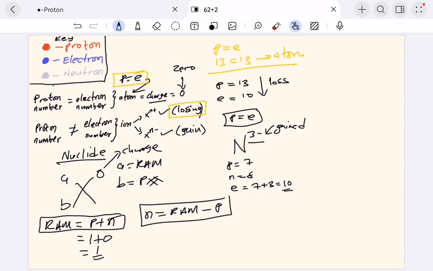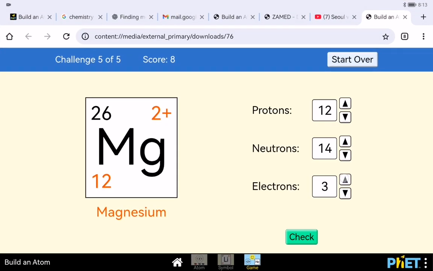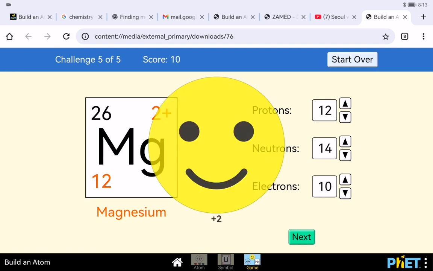So from its initial 12, when it was an atom, when P was equal to E, obviously this was 12 and this was 12. But now it's Mg2+, so meaning it's losing 2. So from its initial electrons, when we subtract 2, we remain with 10. So the number of electrons is going to be 10. And that's correct.